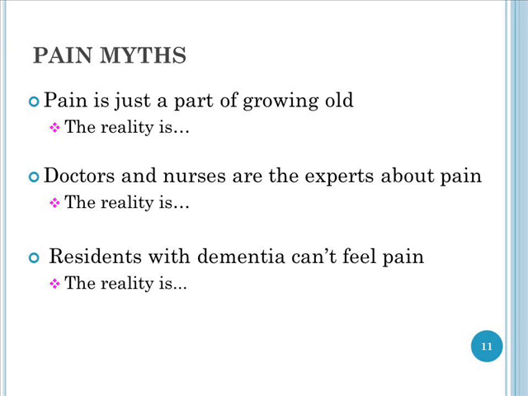And finally, residents with dementia can't feel pain. The reality is, persons with dementia do experience pain. They can feel the pain sensation, and there are a few changes in the way that the pain sensation is moving from the area of injury to the brain. The difference is in the way that people with dementia interpret the sensation of pain or the feeling of pain. And that shows itself in the way that they show behaviors about pain that we need to be aware of and thinking about when we're looking for possible pain problems in those with dementia.